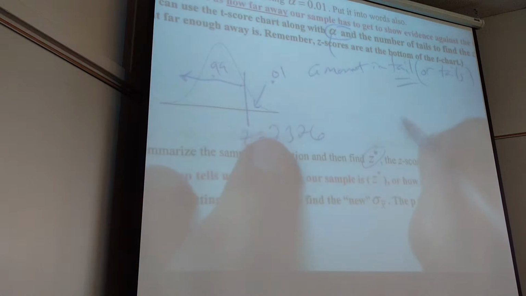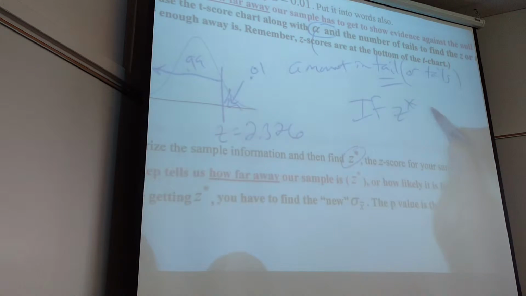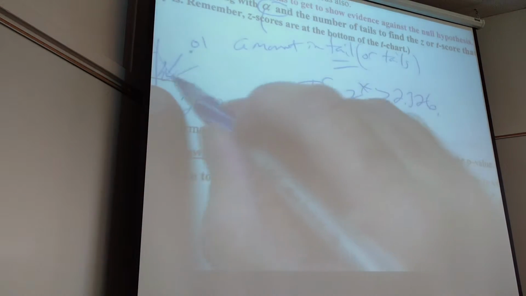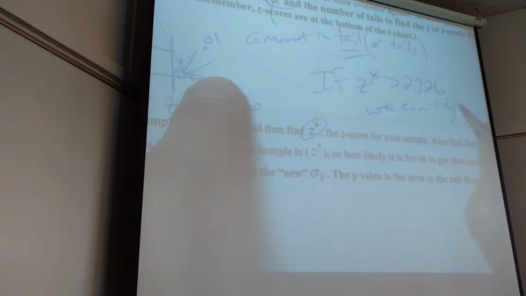So if this sets up what far enough away is, I can say now, if Z star, if the Z-score I give for my sample is more than 2.326, then what do I think about this claim? What do I think about this statement? If I am in here, does it look like this statement is right, that it's less than 7.25? No, I can reject this. So if I get into this rejection region, is what I call it, the rejection region. If I can get in there, then I can reject, yes, I can reject the H0.